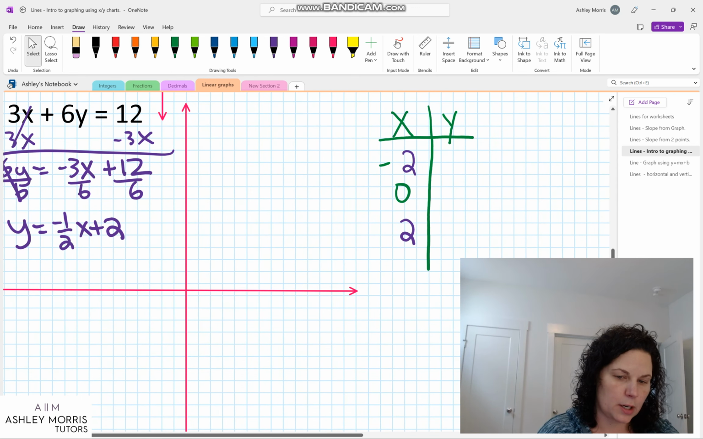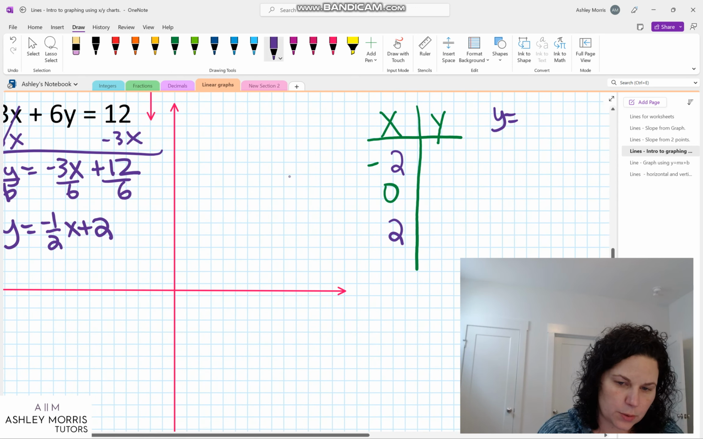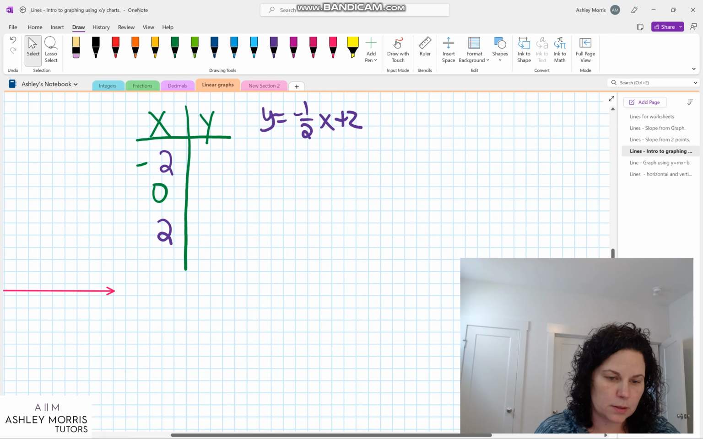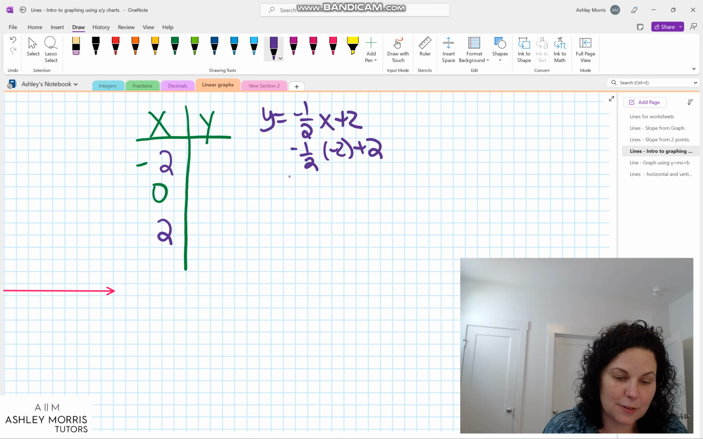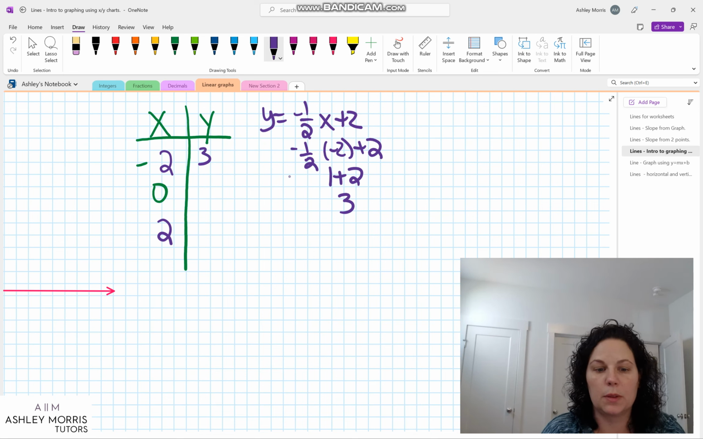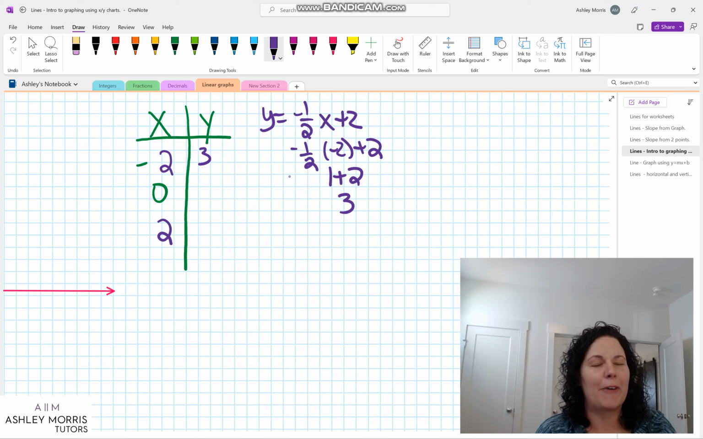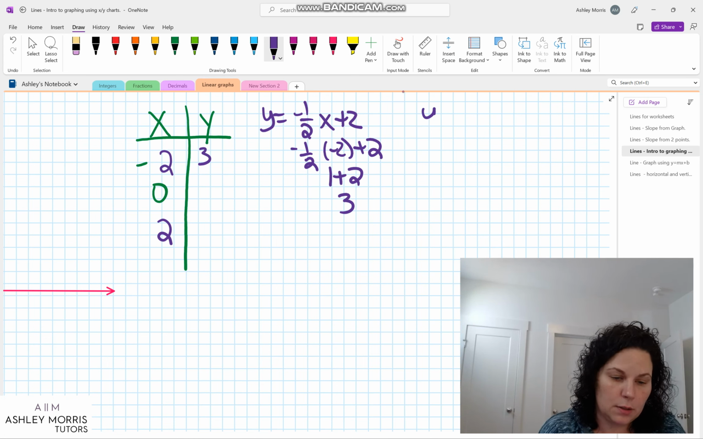So let's come over here. We've got Y equals -1/2 x plus 2. Let's plug in our numbers. -1/2 times -2 plus 2. -1/2 times -2, that's +1. So much easier than dealing with a fraction because when you're graphing, fractions are really frustrating. Fractions can be our friends, but when we're graphing, it's tricky.